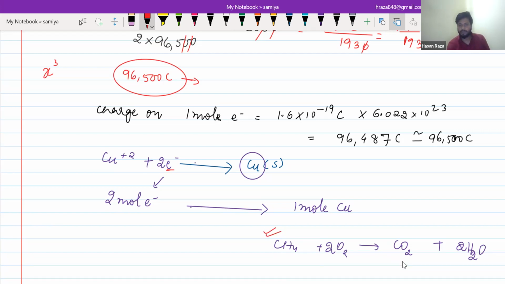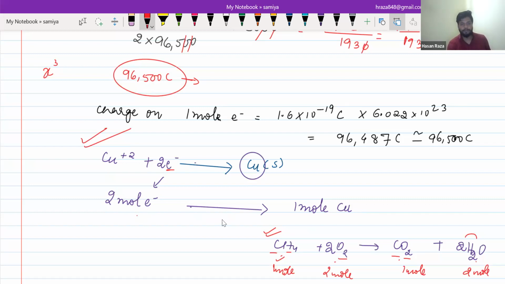So it is a balanced equation: 1 carbon, 1 carbon, total oxygen 2 plus 2 is 4, and total oxygen 2 plus 2 is 4, hydrogen 4, hydrogen 4. That means it is balanced. So how are we going to read it? Stoichiometric coefficient: 1 mole of CH4 reacts with 2 mole of O2 to give 1 mole of CO2 and 2 mole of H2O. In the same way, we are going to solve this.